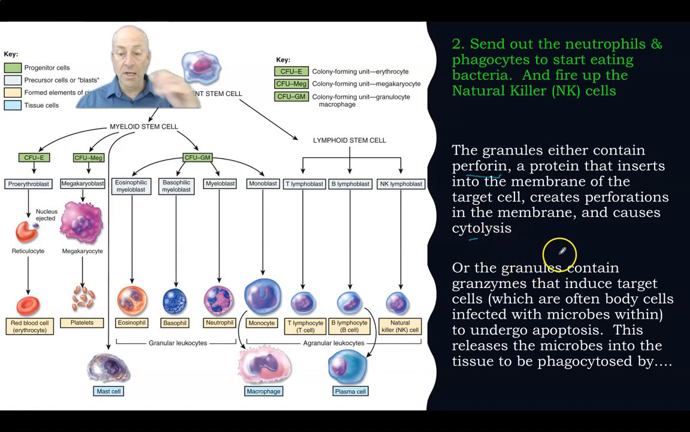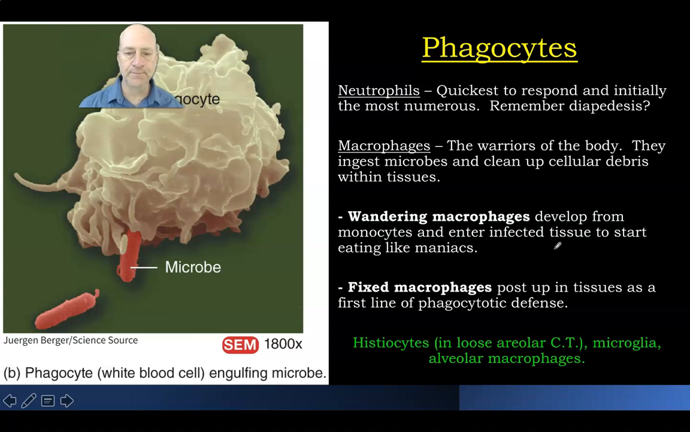Or those granules introduce chemicals that induce apoptosis, right? So the granules will inject granzymes into the target cell, and the granzymes will go in and trigger the apoptosis, or they'll trigger that target cell, that microorganism, to kill itself. So really potent ways, okay?